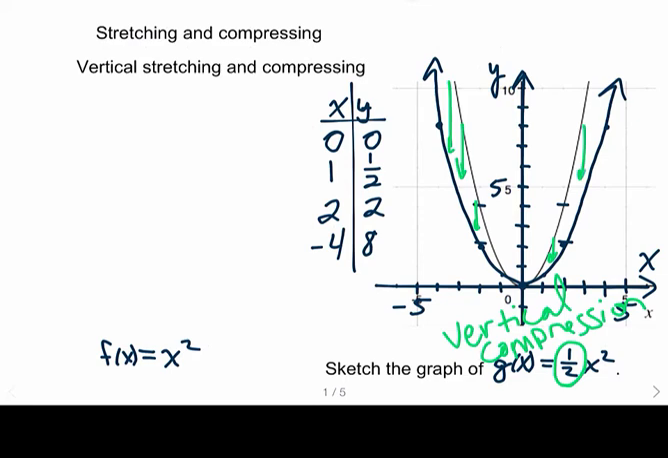This is going to be the case whenever the coefficient in front of a function is less than 1 in magnitude. In other words, it wouldn't matter if it was positive or negative. Of course, the negative would have the effect of flipping the graph upside down, but as far as the way the shape would change, it would do so in the same way, vertically compressed.